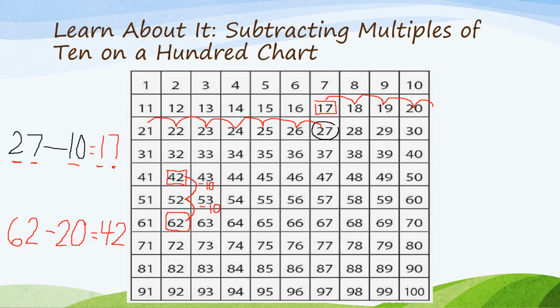Let's take a look at our place value and make sure that we're correct. We started out with 6 10s, and we took away 2 10s, so we have 4 10s. We started out with 2 in the ones place, but we didn't take away any ones, and we still have 2 in the ones place. So we know that our answer is correct.